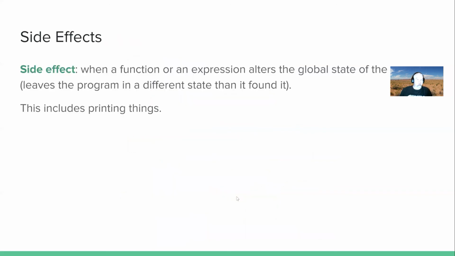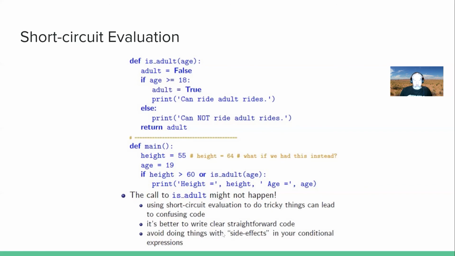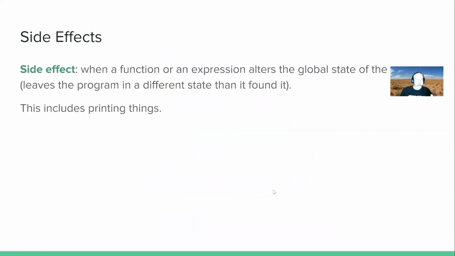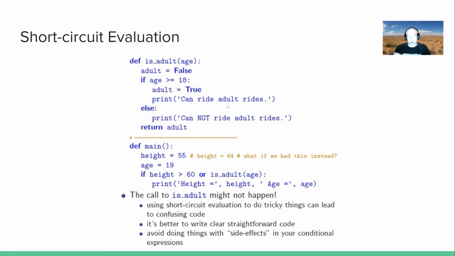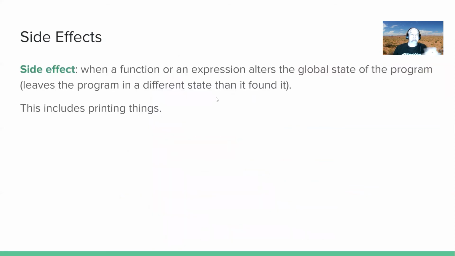And just a quick note. I mentioned having side effects in your conditional expressions. Essentially, side effects are when a function or expression alters the global state of the program, essentially leaves the program in a different state than it found it in, and that can include printing things. Basically, it's just when a function or expression alters the global state of the program. Let's not go further than that into it.